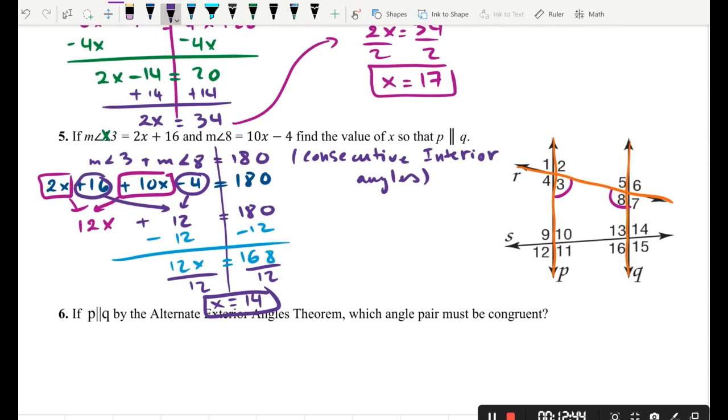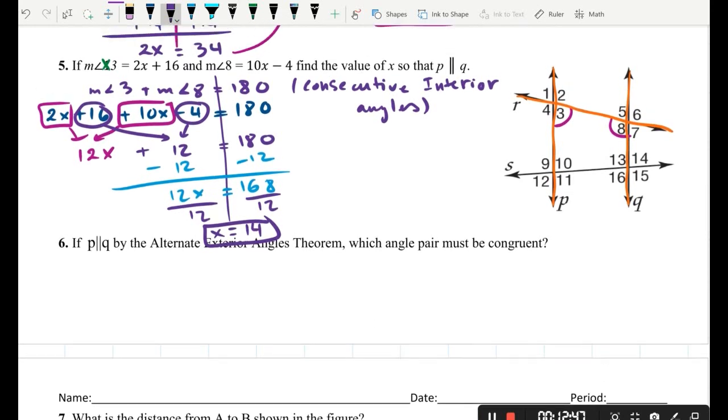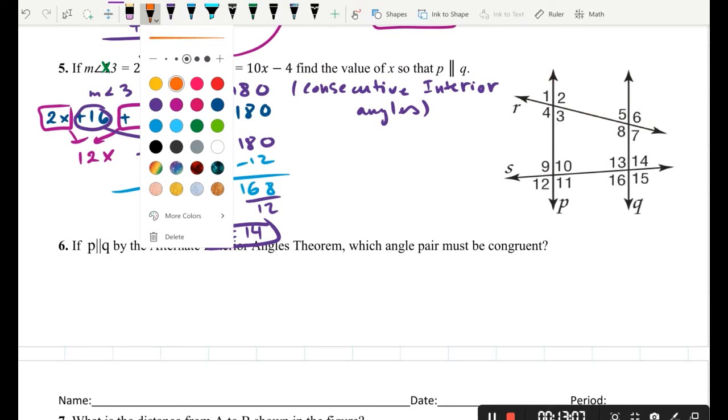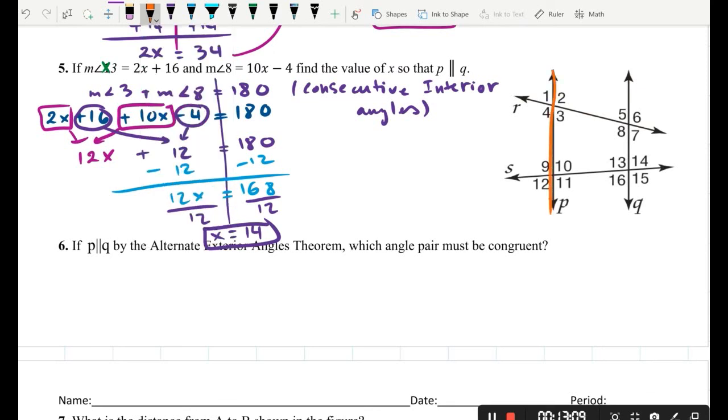Alright, problem 6. If P and Q are parallel, by the alternate exterior angle theorem, which angle pair must be congruent? Okay, so number 6, they say that if P and Q are parallel, which angle pair must be congruent? So we're going to look at each transversal.